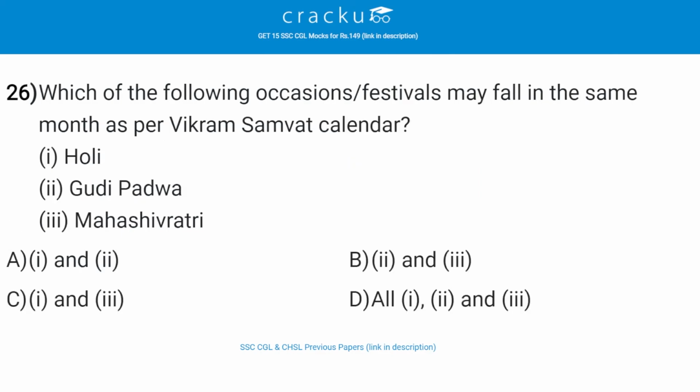Which of the following occasions festival may fall in the same month as per Vikram Samvat calendar? The correct answer is C, that is Holi and Mahashivratri. These two festivals come under the same month as per Vikram Samvat calendar.